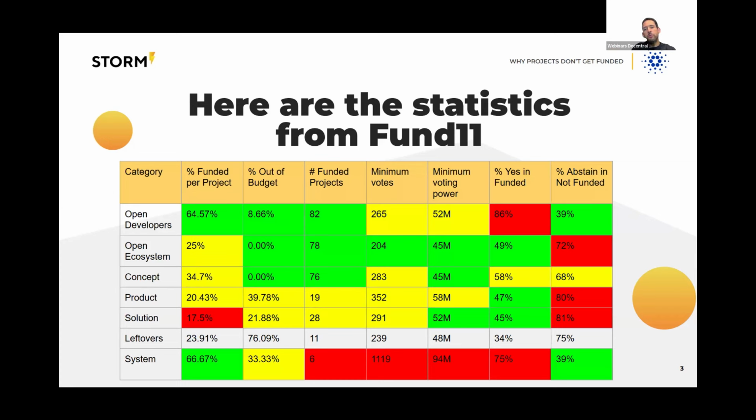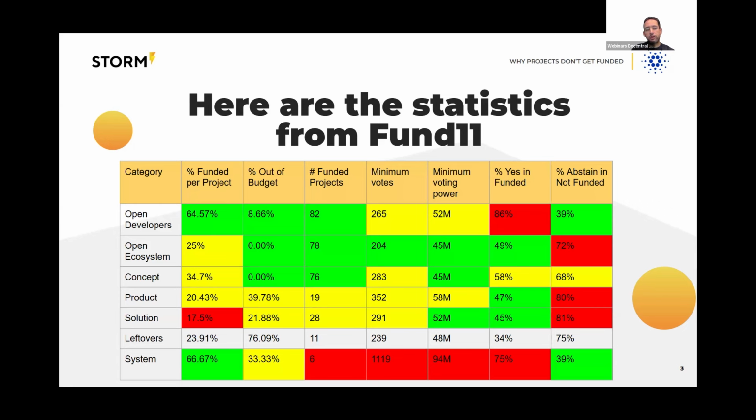So what should you draw from this? You could say that this is a very vibrant category, that it was a little bit harder to reach the minimum threshold in order to get funded, right? You can get approved and not funded, but in order to get funded, you needed 52 million in votes. And you needed an almost overwhelming majority of yes votes in order to get funded, which means that basically you had to have a solid project in open developers in order to get approved.